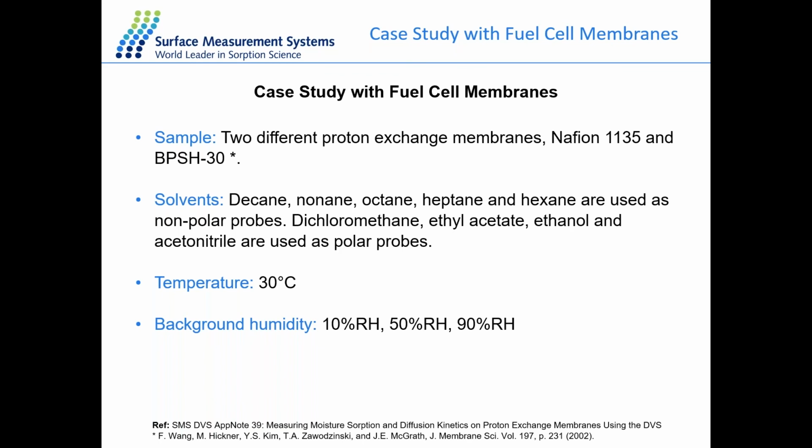And here I also have a case study about fuel cell membranes. So this time we have two different PEM samples, the Nafion 1135 sample and the BPSH30 sample. We would like to study the background humidity effect on the surface energies of these samples. So we use a series of nonpolar probes to determine the dispersive surface energy, including hexane, heptane, octane, nonane, and decane. And then we use a series of polar probes for the specific surface energy. So we use dichloromethane, ethyl acetate, ethanol, acetone, and acetonitrile. We performed the experiment at 30 degrees with the background humidity varying from 10, 50, and 90% RH.